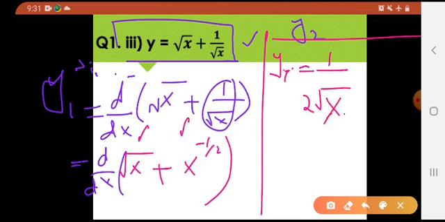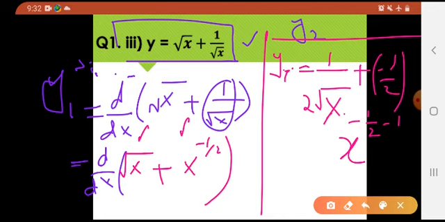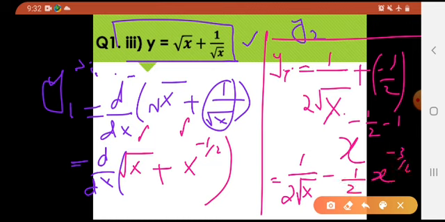What is the derivative of this? Minus 1 by 2, meaning we will apply the power rule, into x raised to the power minus 1 by 2 minus 1. So what is the answer? 1 divided by 2 into radical of x minus 1 divided by 2 into x raised to the power minus 3 by 2. Now this is my answer of y1 only. Now we have to find y2, and we will take the derivative of this again.